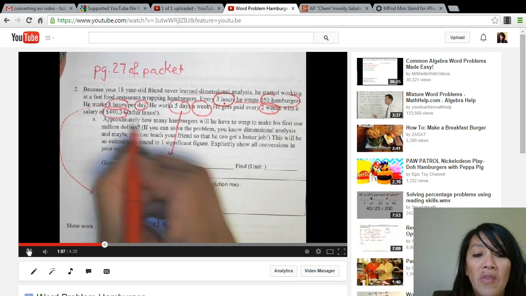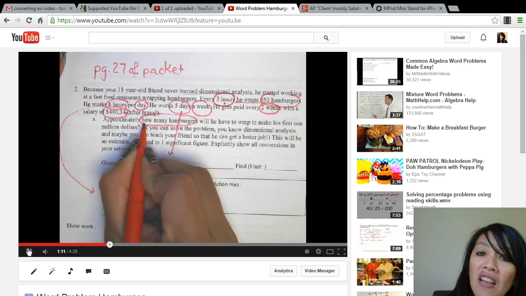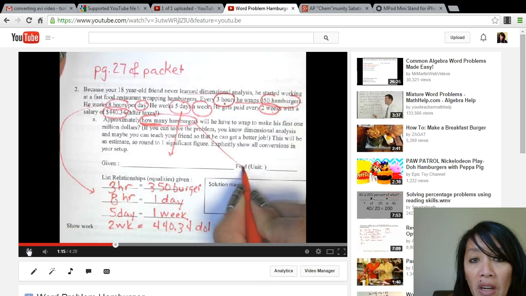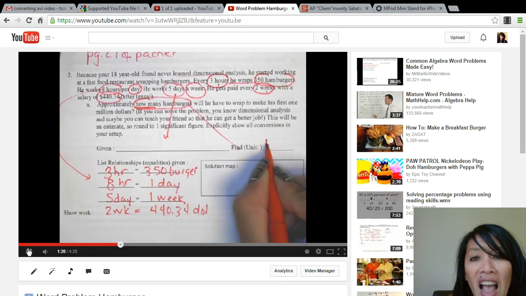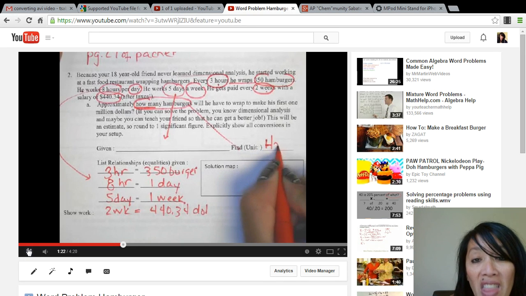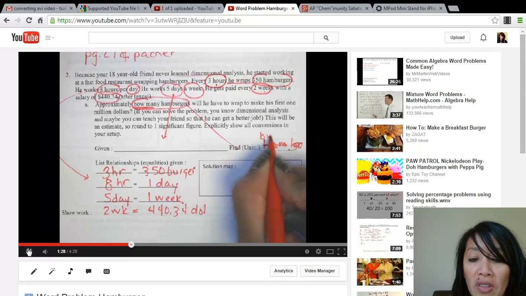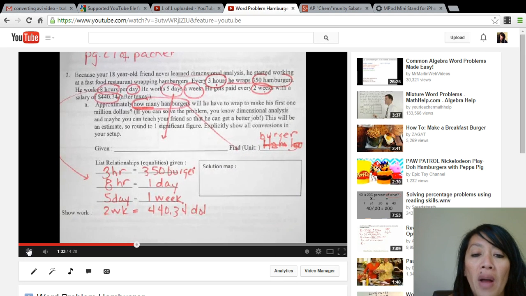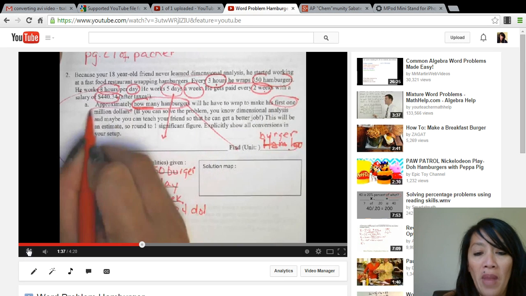And then I will continue to read, and I see the phrase, how many hamburgers? That tells me the unit of what I'm trying to find. I'm trying to find hamburgers. So as I start writing down the unit of the find, hamburgers, I realize that in my relationships, I used the word burgers for the unit. So I'm going to change that to burgers so I can be consistent so my units can work out in my problem.